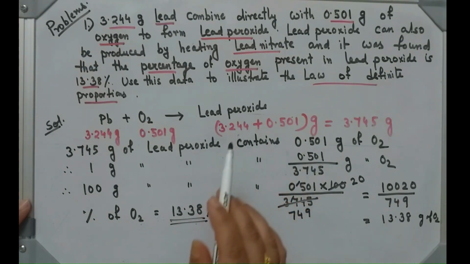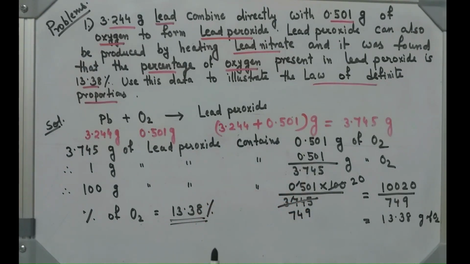So lead peroxide has the elements lead and oxygen. So in both cases, if the percentage of oxygen is the same, then the percentage of lead will also be the same. So we can say the law of definite proportion is illustrated here.